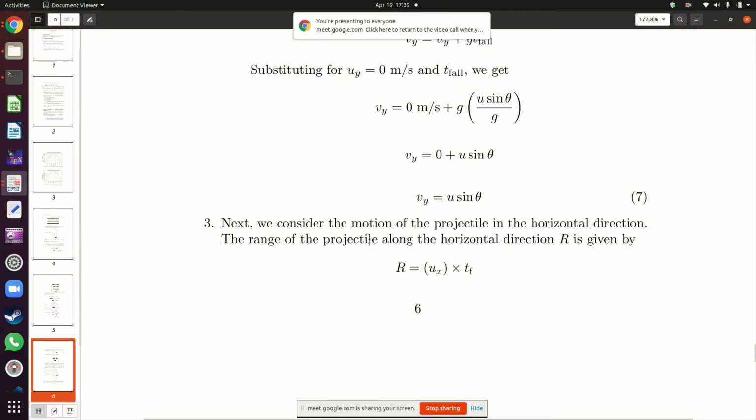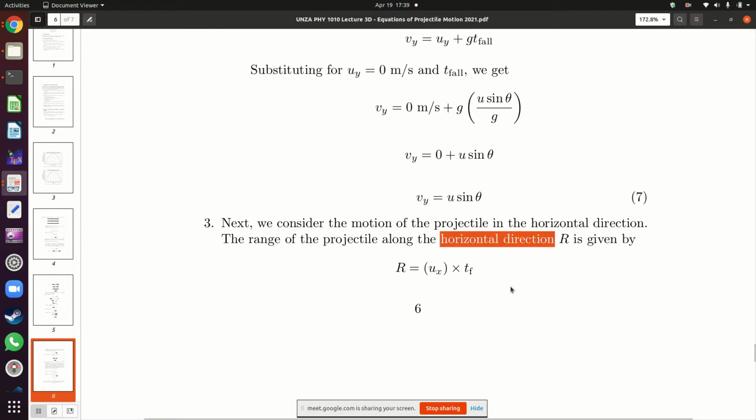Next, we want to find out how far the projectile is going to move in the horizontal direction, which is what is called the range. Now remember, in the horizontal direction, the velocity does not change. So the velocity is constant. It's still ux at any point in time. The velocity in the x direction, or the horizontal direction, is ux.